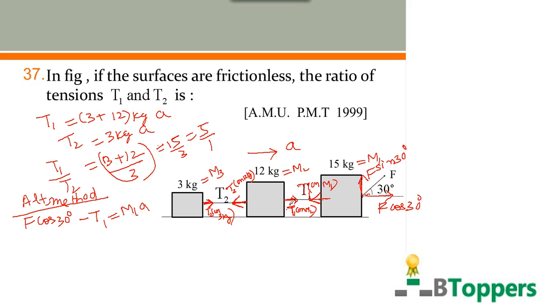Now for the mass M2, T1 acts towards right, T2 acts towards left. So the magnitude of the resultant force on M2 towards right is T1 minus T2. That is equal to M2 into A. For the mass M3, T2 acts towards right. So the resultant force on M3 has magnitude T3. That is equal to M3 A.